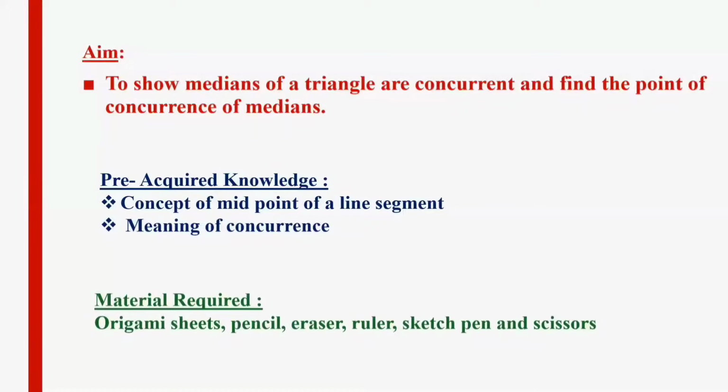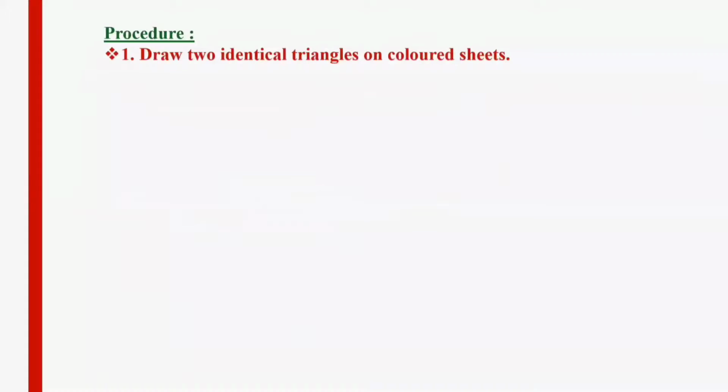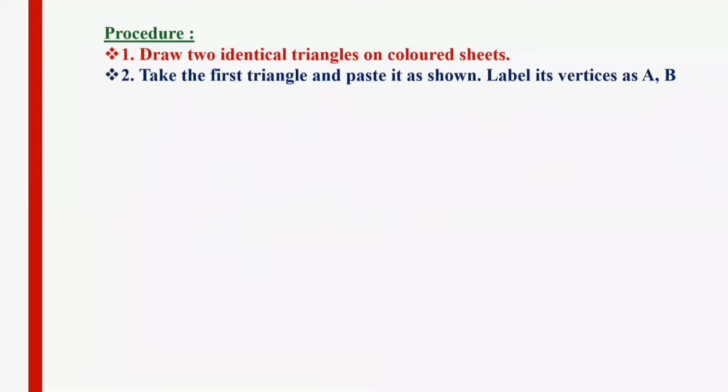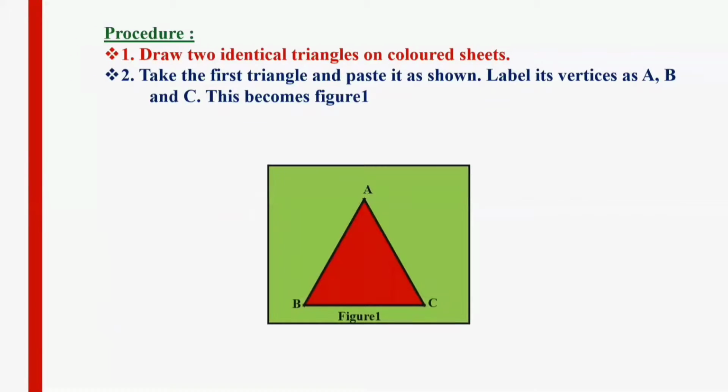Let us see the procedure of the activity. First of all, I'll be drawing two identical triangles on colored sheets. I'll take the first triangle and paste it as shown and label its vertices as A, B and C. This becomes figure 1. So let us do that. I make a triangle on a colored sheet, paste it, and label the vertices as A, B and C. So this becomes figure 1.